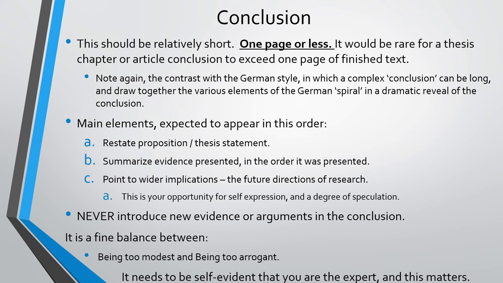These are the main elements that an examiner or reviewer will expect to see in your conclusion, and they should appear in this order. Number one, you restate the proposition or thesis statement. Number two, you summarize the evidence presented in the order in which you presented it. So again, getting that hierarchy from general to specific when you're composing the middle part of the chapter or journal article is really important, because otherwise it's going to look a little strange when you summarize in just a sentence or two each section. If the last one isn't the most important, then it's going to look strange.